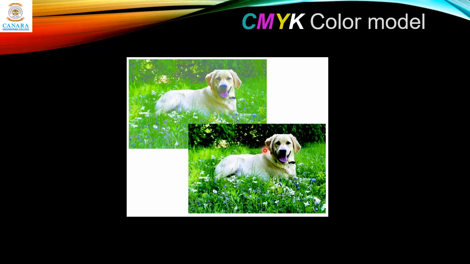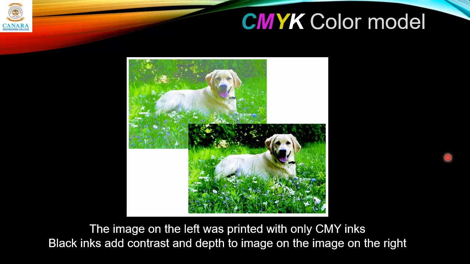So what we do here is we are adding an extra tone, which is black, and we call it as key color. Okay, so that's why we call this model as CMYK model. We won't use B for black here, because B is already taken by the blue color, so we'll call it as K as key color. Okay, so that is the use of having CMYK color model. So the image on the left was printed with only CMY inks. Black ink basically adds contrast and depth to the image on the right.